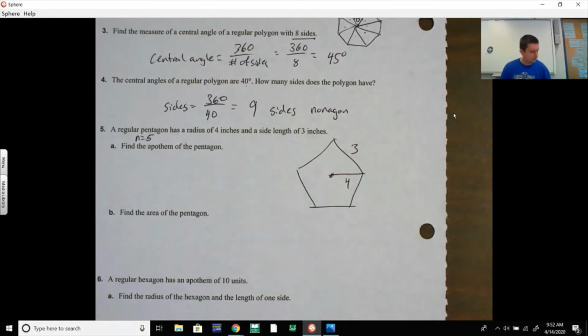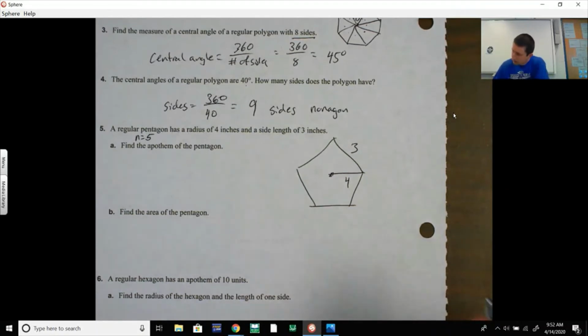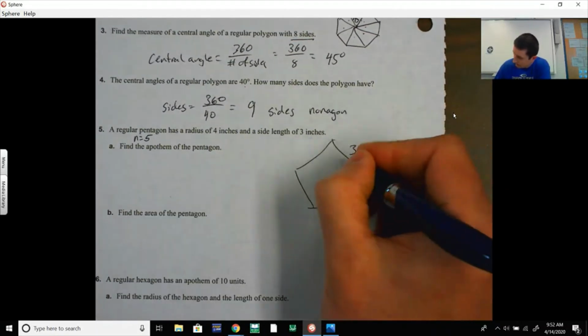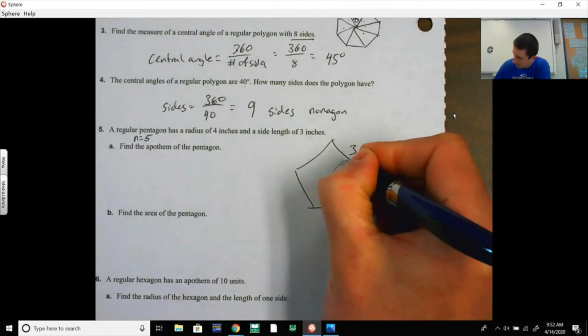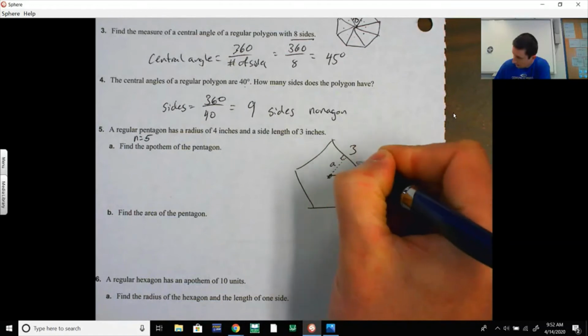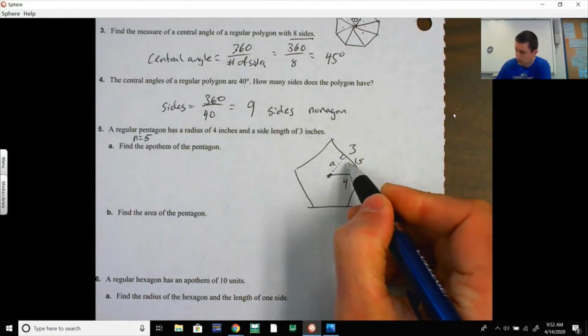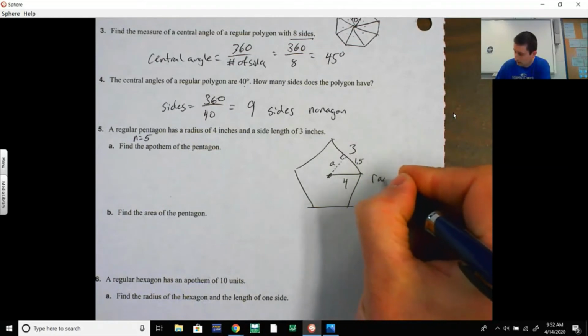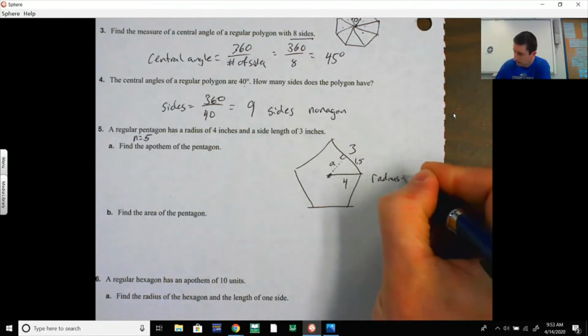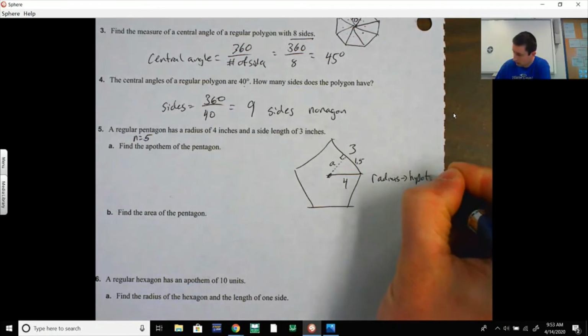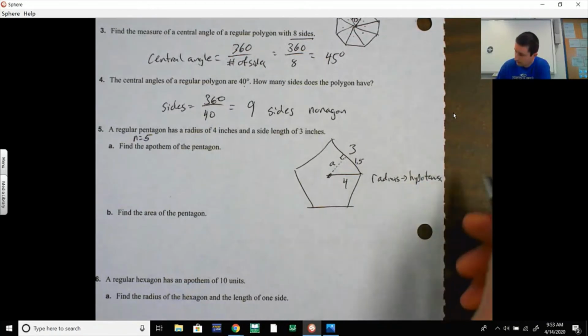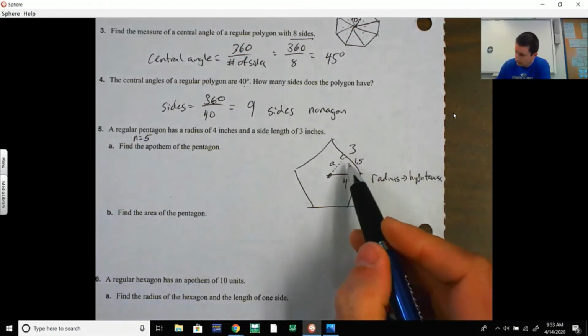I'm going to have to give you some more formulas here. Okay. So the apothem is going to be right here. It's going to form a 90-degree angle. That's a, and that's going to give me 1.5. So you notice we have a right triangle here. The radius takes the position of the hypotenuse, and this is going to be half the side length. So you see the right triangle being formed here.